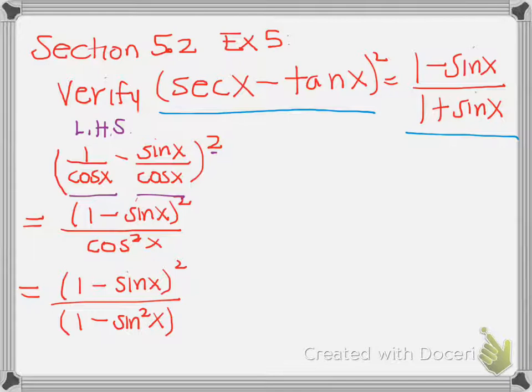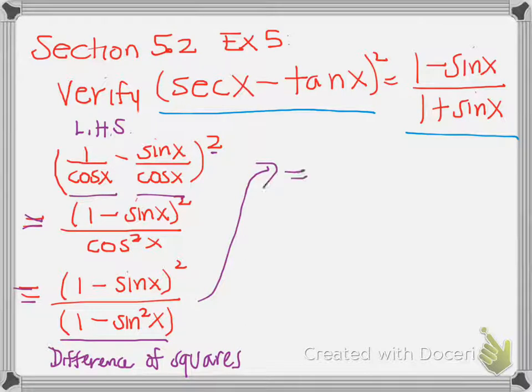Okay, and so from this line, we went to the next line, where we kept the numerator 1 minus sine x squared, but then the denominator is the identity. We can use cosine squared x. Well, since the denominator is cosine squared x, we can rewrite it using the Pythagorean identity and rewrite that as 1 minus sine squared x. Now, note that this is the difference of squares. Okay. And so, if we continue on, we will have the numerator 1 minus sine x squared.